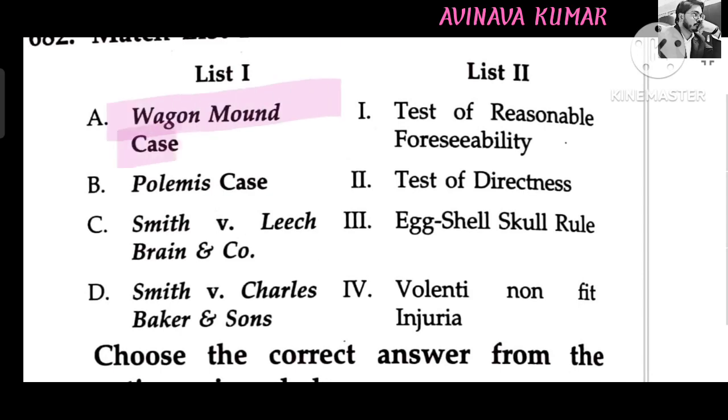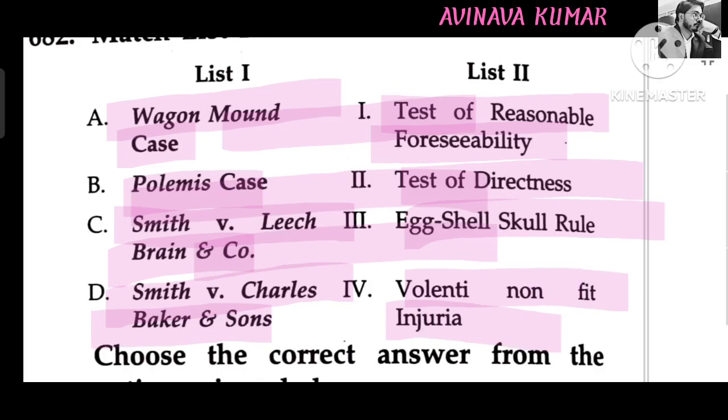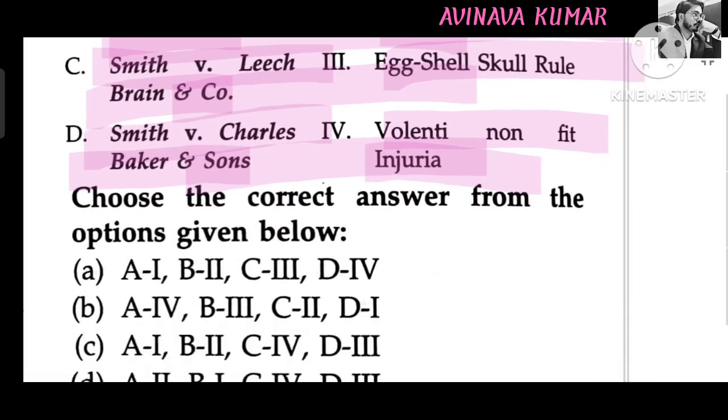Match: Wagon Mound case, test for reasonable foreseeability. Polemis case, test for directness. Smith versus Leech Brain and Company, eggshell skull rule. Smith versus Charles Baker and Sons, volenti non fit injuria. A is right.